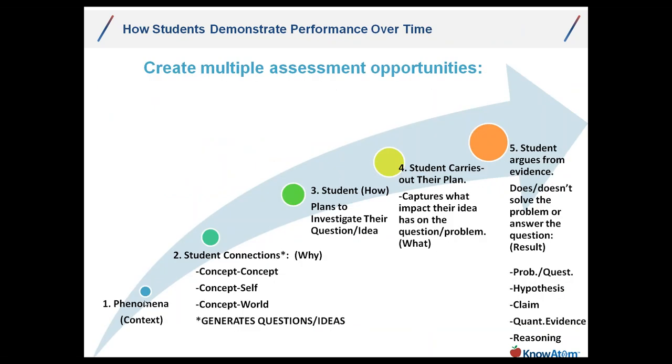it starts with phenomena, the actual context of plants, for example, or animals. Students need to make connections with that context. They need to understand the purpose of it, really why this matters. And so those are the concept, self, world connections. And the purpose of that is generating questions and ideas. And now that we have a sense of why, it's all about how. How do students actually take those questions and ideas further?